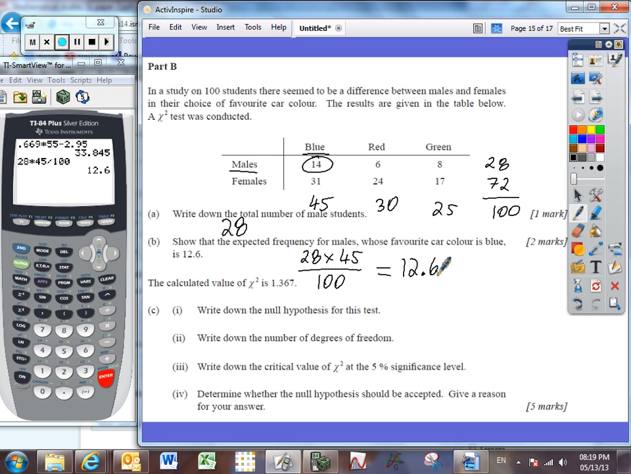The calculated value of chi-squared is 1.367. Write down the null hypothesis. Alright, null hypothesis is always independent, right? So we would say the null hypothesis. What are our factors? Let's see, this one, males or females. This one's clearly gender. Blue, red, green, those are colors. What are we dealing with? Colors of... Okay, so preferred car colors.